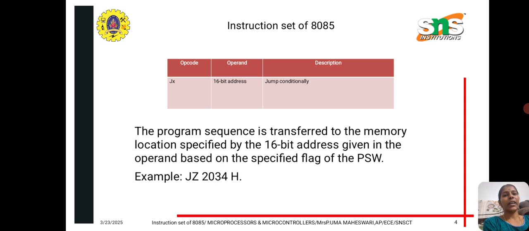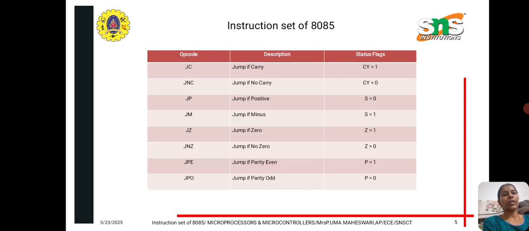Next, JX, with a 16-bit address, is jump conditionally. The program sequence is transferred to the memory location specified by the 16-bit address given in the operand, based on the specified flag of the PSW. The example is JZ, that is, jump conditionally, 2034H.